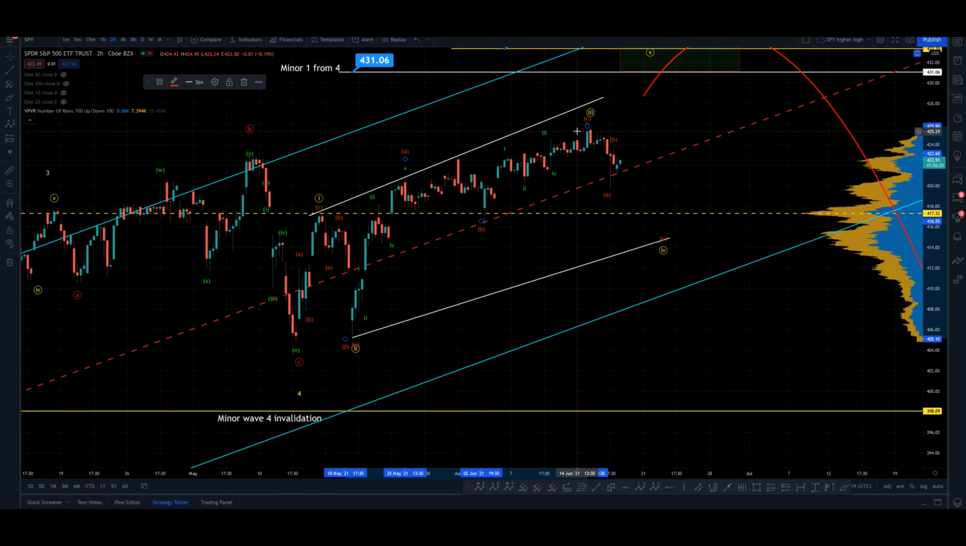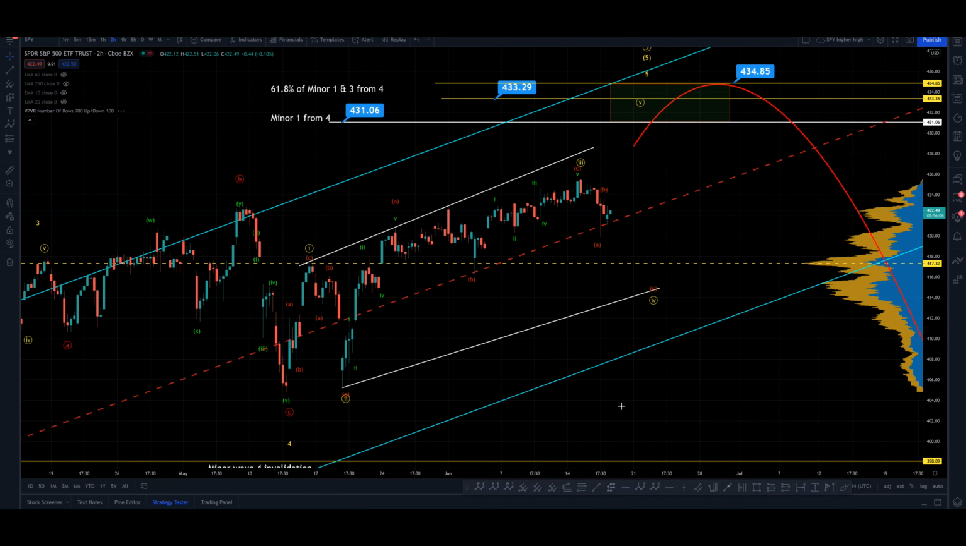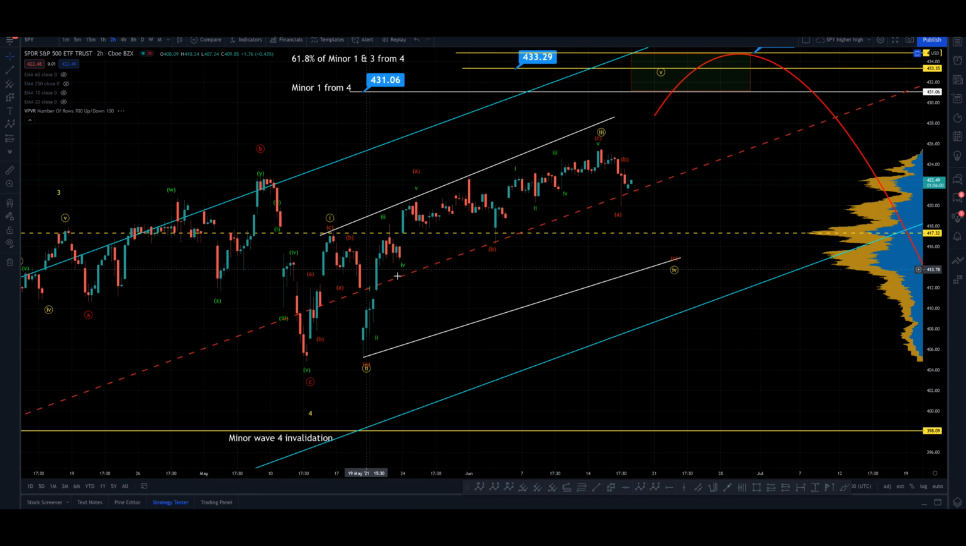Then I'm expecting a 3-wave move down into a 4, like so, and then a 3-wave move up, and obviously it wouldn't look like that. Excuse me. It would look something like this. Another zigzag.